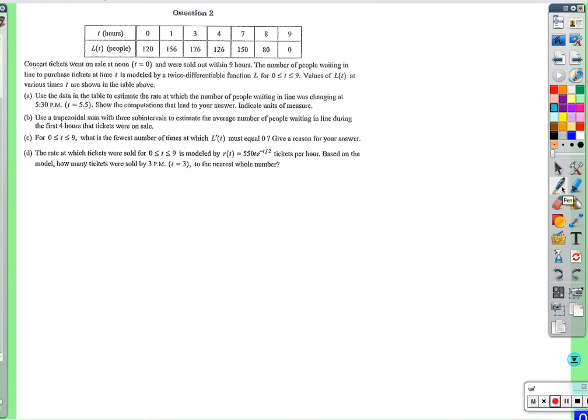Tickets on sale. Use the data in the table to estimate the rate at which the number of people waiting in line was changing at 5:30. Show the computation that led to your answer.